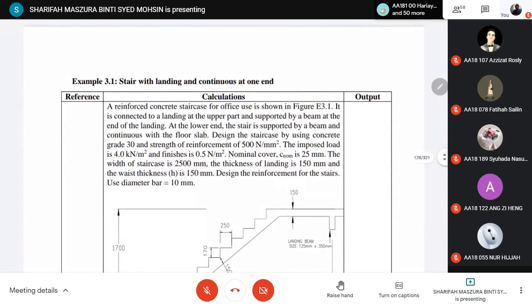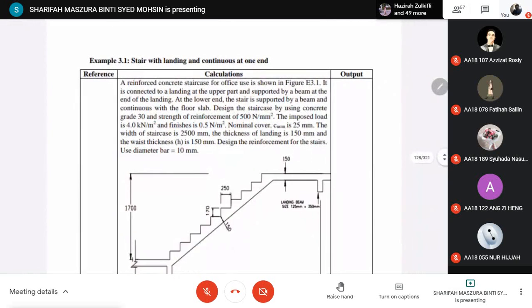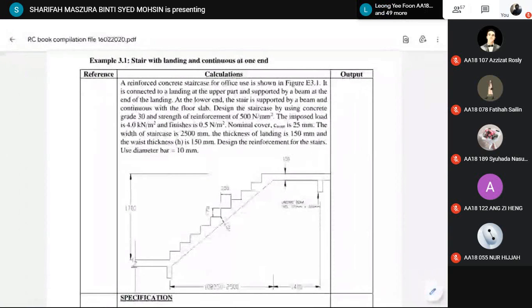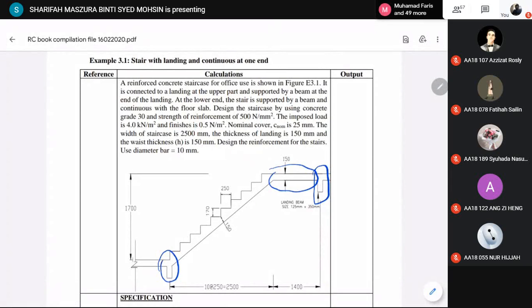Example 3.1, stair with landing and continuous at one end. The reinforced concrete staircase for office use is shown in figure example 3.1. It is connected to a landing at the upper part and supported by a beam at the end of the landing. So here is the landing and there's a beam here supporting the landing. At the lower end, the stair is supported by a beam and continuous with the floor slab. So this is the beam supporting the staircase, and then after that there's some slab after the beam.